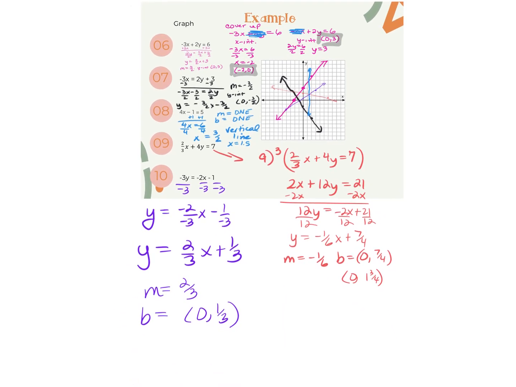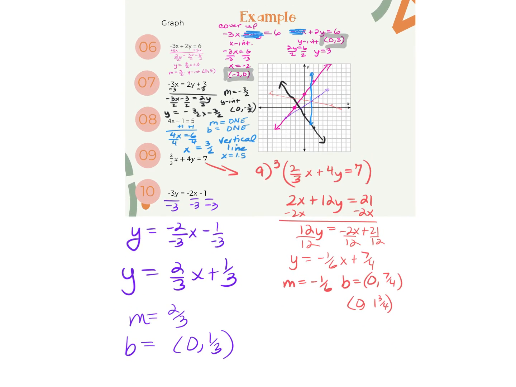And again, if you're struggling tonight with the WebAssign, find a picture of a graph and then graph it as best you can if it's fractions. If they're integer intercepts and slopes, then it should be nice and pretty. Let's try the next one. They just want us, no graphing now. We're just going to identify the slope on these.